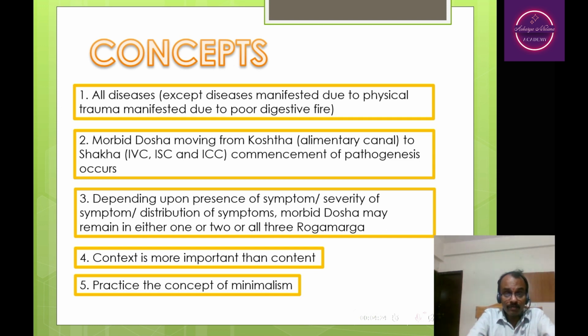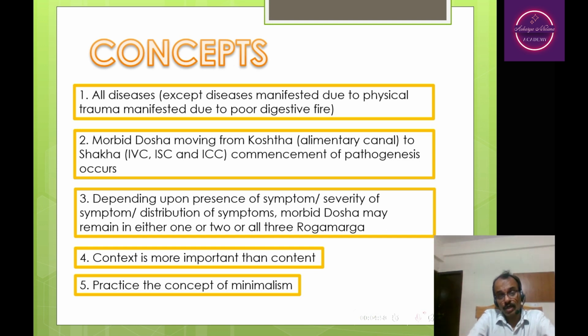Second, whenever the doshas are abnormally increased, they initially move from the alimentary canal to the intravascular compartment, interstitial compartment and intracellular compartment. This is where the commencement of pathogenesis occurs. Initially the abnormal morbid bioenergy increases in the alimentary canal because of the poor digestive fire.